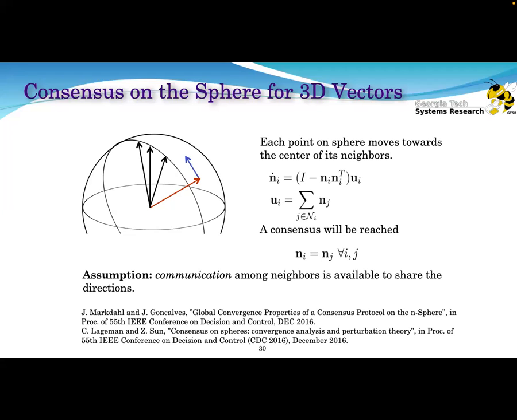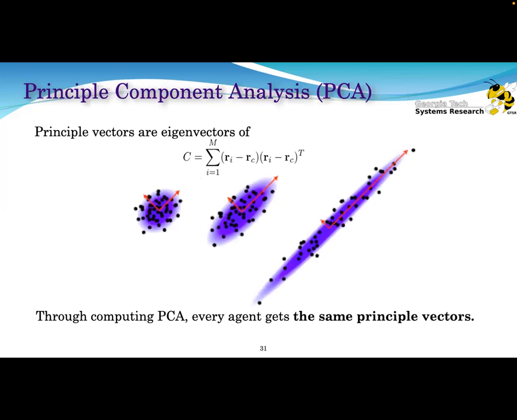But as we just talked about, this type of synchronization requires communication, right? The neighbors have to share their directions frequently. How can we do this without communication, right? And it turns out the solution is pretty straightforward. So suppose these are a bunch of data points here, right?